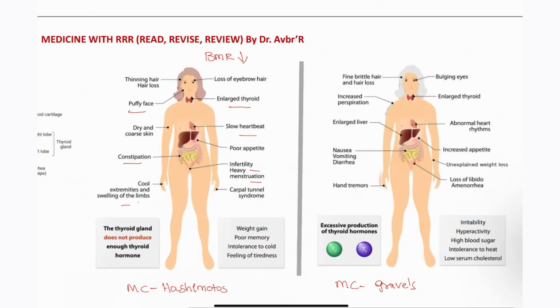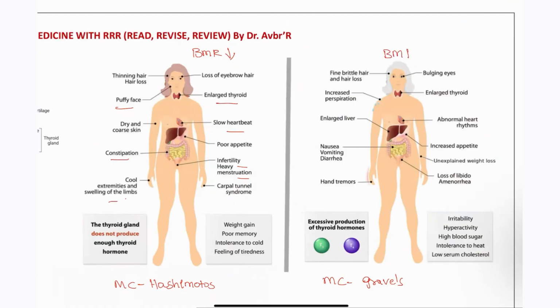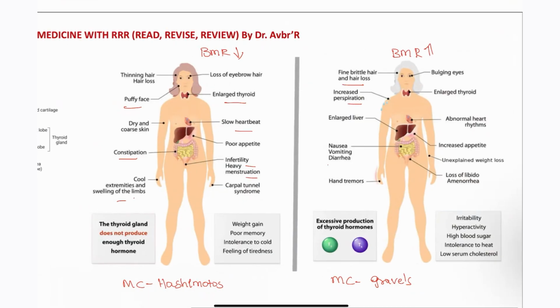And here the basal metabolic rate is increased. So fine and brittle hair, hair loss, increased sweating, nausea and diarrhea. Again, weight loss will be seen in this patient, and abnormal heart rhythms, enlarged goiter, tremors, because all of this is due to the basal metabolic rate being increased.